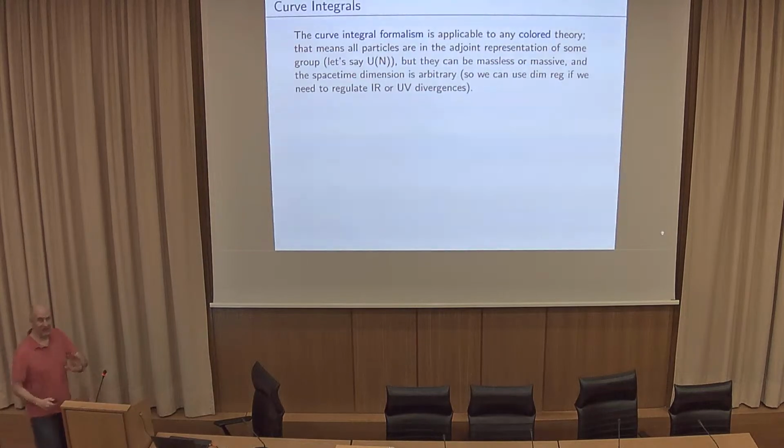Okay, so this was all kind of motivation. We're going to circle back to it in a minute. The curve integral formalism developed by Arkani-Hamed and his collaborators is something that applies to any colored theory. And that means that all of the particles are in the adjoint representation of some group. Let's call it U(N). We don't necessarily need large N. So this would be applicable, for example, for QCD, even for N equals 3.